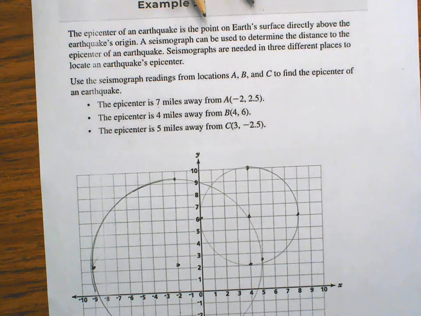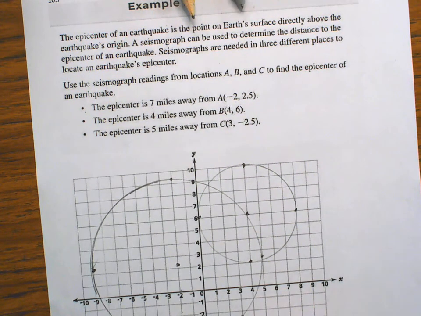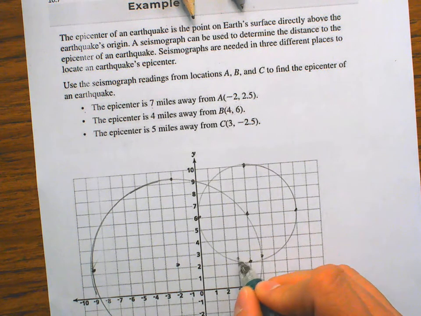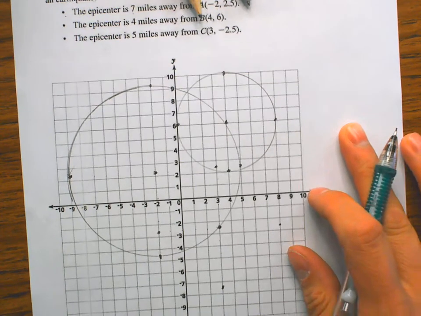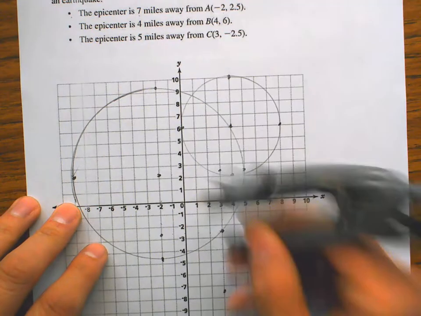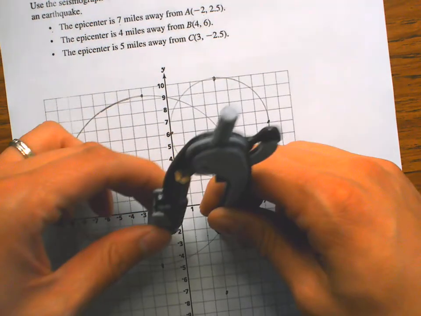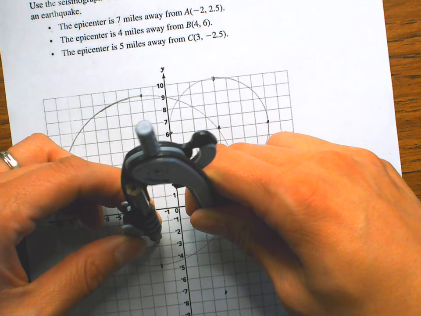Okay, so 5 units away. Hold on, my pencil's acting out. Do I have another pencil? I have one here. Okay, where am I? So 5 units away: 1, 2, 3, 4, 5, in each direction. Can't see that. All right, so I'm going to grab this and measure it 5 units away as best I can.